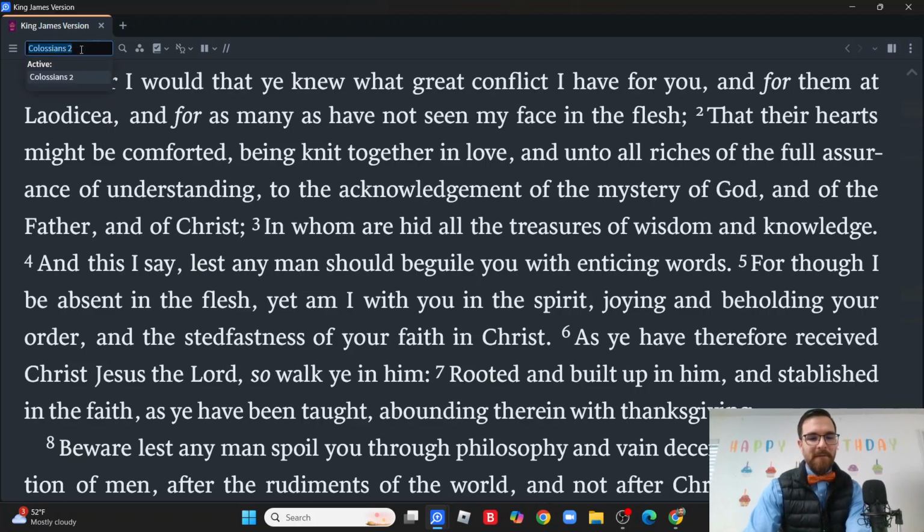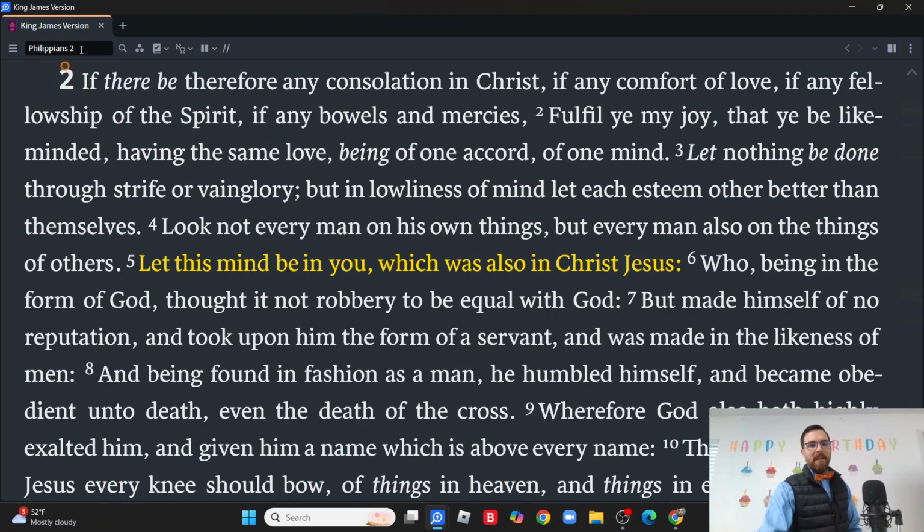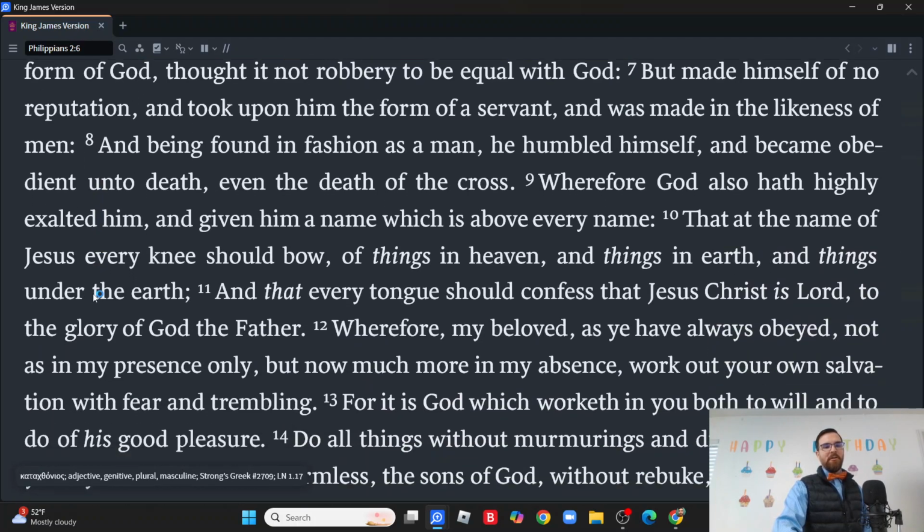Philippians: Let this mind be in you, which was also in Christ Jesus, who being in the form of God, thought it not robbery to be equal with God, but made himself of no reputation, and took upon him the form of a servant, or a slave, and was made in the likeness of men. And being found in fashion as a man, he humbled himself and became obedient unto death, even the death of the cross. Wherefore God also hath highly exalted him, and given him a name which is above every name, that at the name of Jesus every knee should bow, of things in heaven and things in earth and things under the earth, and that every tongue should confess that Jesus Christ is Lord, to the glory of God the Father.